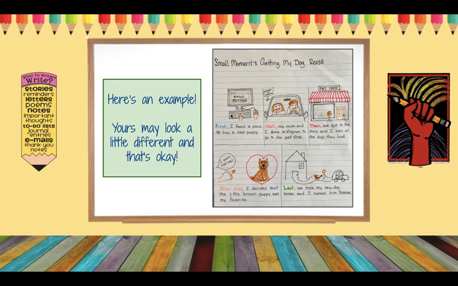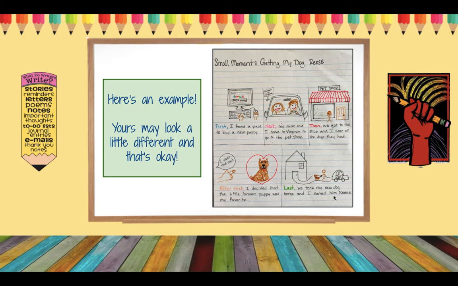I drew a picture of a computer and it says, first, I found a place to buy a new puppy because this is all about getting my dog Reese. Next, my mom and I drove to Virginia to go to the pet shop. Then we got to the shop and I saw all the dogs they had. After that, I decided that the little brown puppy was my favorite. And last, we took my new dog home and I named him Reese.